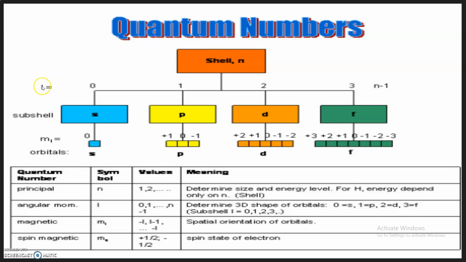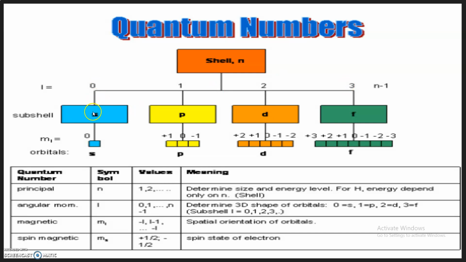But for L, how do you calculate L? You will subtract 1 from the value of n. Like if the first shell, K shell, is there, how will you calculate the azimuthal quantum number? You will subtract 1 minus 1, so it will be 0. If it is in the second shell, n is equal to 2, and for the azimuthal quantum number it will be 2 minus 1, which is 1. And similarly, if n is 3, 3 minus 1 is 2. If it is in the fourth shell, 4 minus 1 is 3.